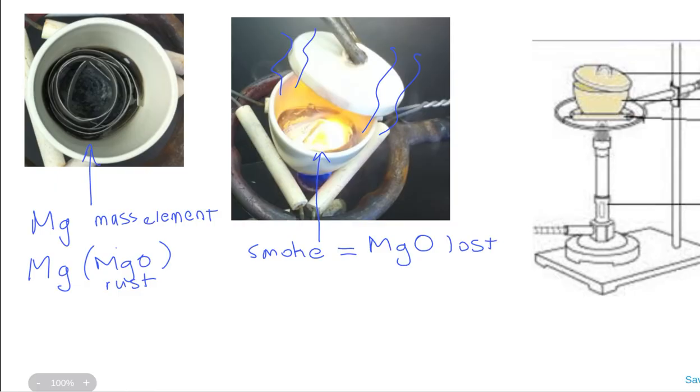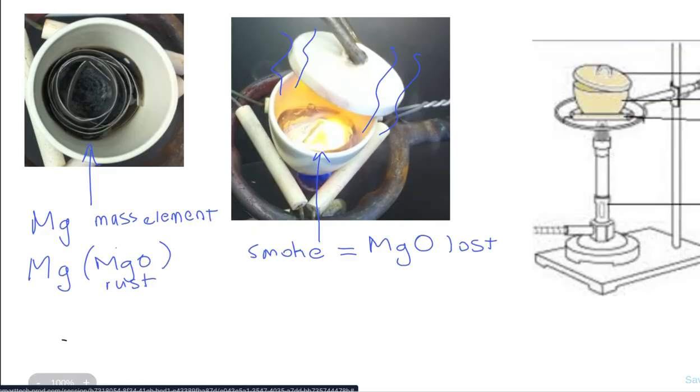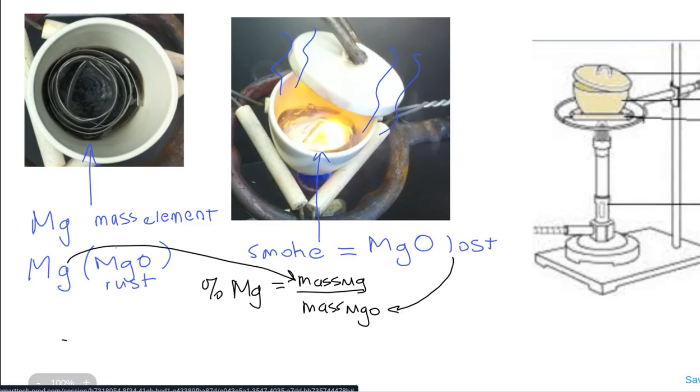So let's think about the calculation that you're doing in this experiment and how both of these could affect your result. So our percent composition of Mg in the compound is our mass of Mg over our mass of MgO. And our mass of MgO is measured at the end, and our mass of Mg is measured at the beginning. Now, if either of those masses is affected, or affects how much the magnesium converts, it's going to affect this calculation.